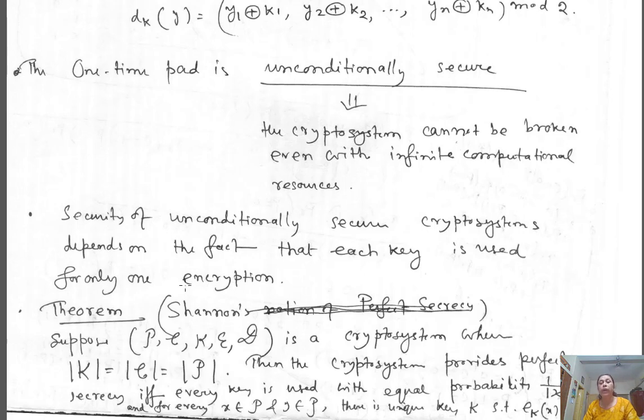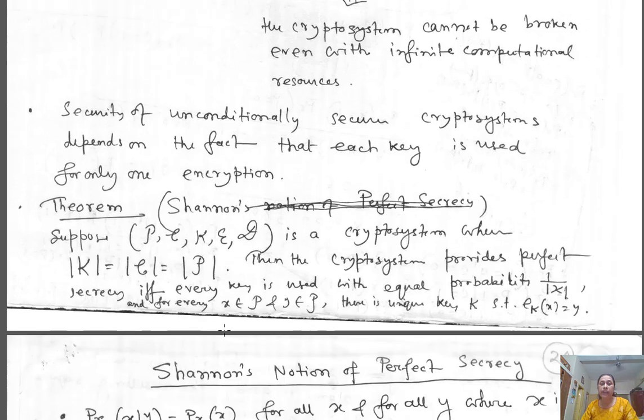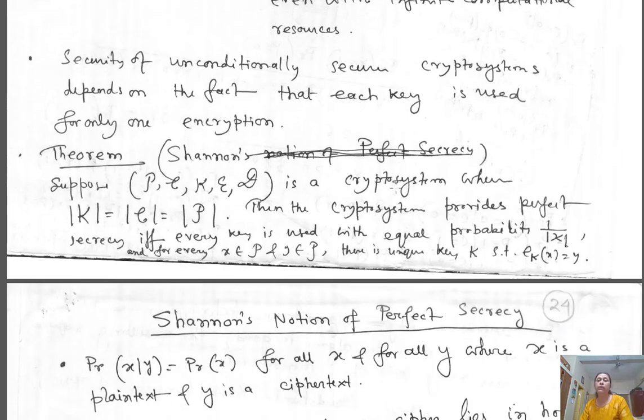Now, the security of unconditionally secure crypto systems depends on the fact that each key is used for only one encryption. So unconditionally secure means this: the adversary has access to infinite computational resources. Also we have a result due to Shannon. It says that suppose you have a crypto system consisting of plain text space P, ciphertext space C, key space K, encryption rule E, and decryption rule D. E is essentially the collection of encryption rules, and D is essentially the collection of decryption rules.